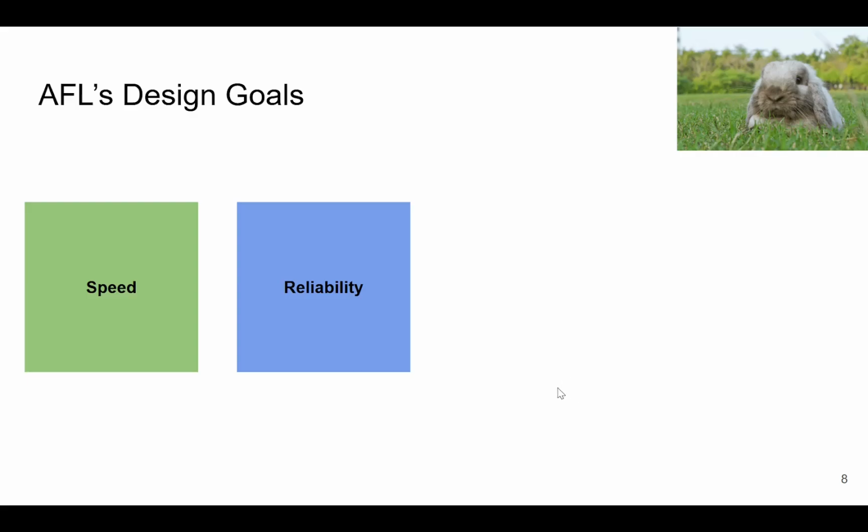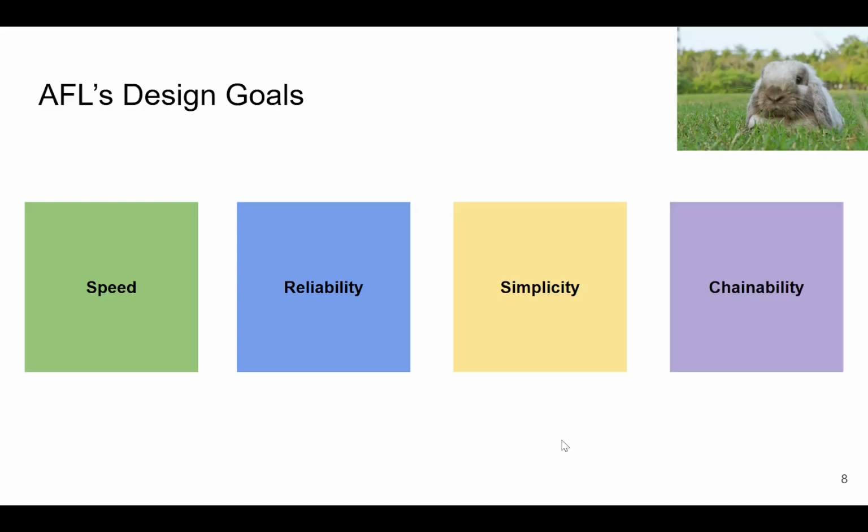The third design goal of AFL is simplicity. Smart analysis tools break down when software gets really large or complicated, and so AFL relies on a set of simple test attacks, staying very lightweight and easy to use, which also helps it be more reliable. And the final design goal is chainability.